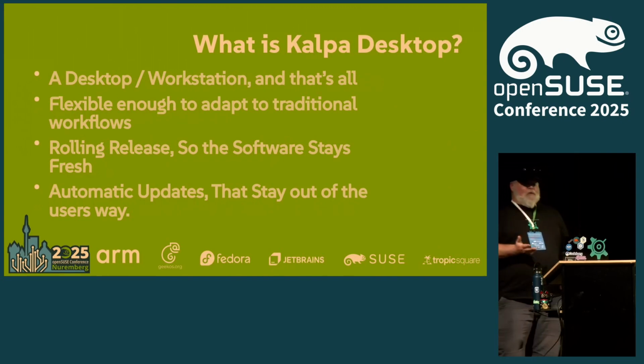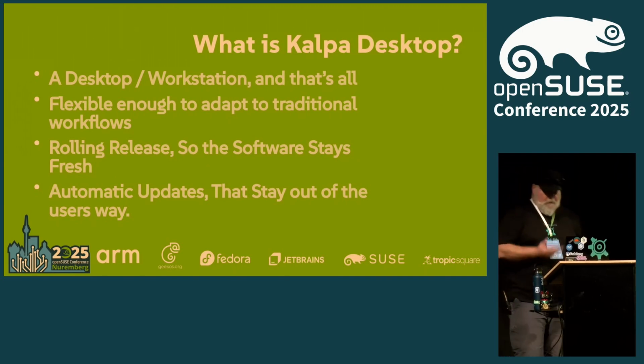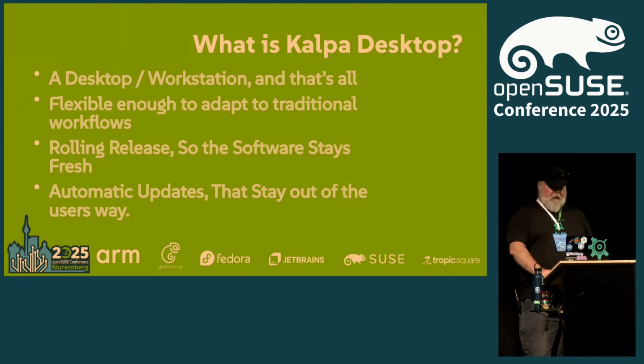And what use case is this? It's a desktop and or a workstation. That's all it's for. Our system, as opposed to Fedora Atomic, is more flexible for different use cases as a desktop or a workstation. Rolling release, just like Aeon is, so your software stays fresh. We're tracking Tumbleweed just like Aeon does. And we're running fully automatic updates. There shouldn't be any good reason that anybody needs to manually update a Kalpa desktop. I say that, but it could happen.